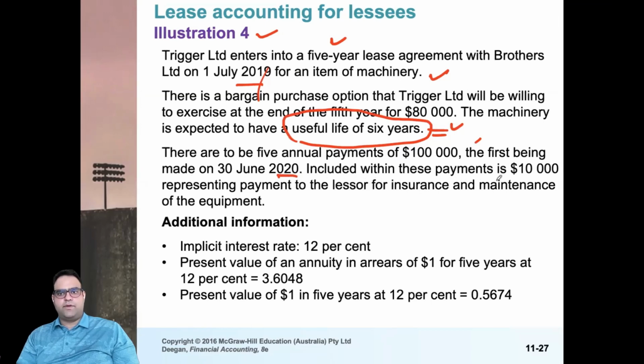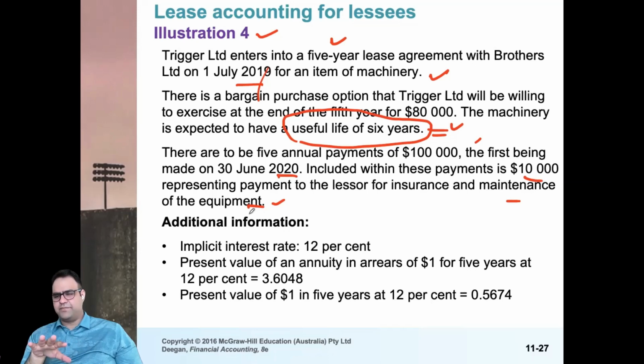Included within them, a payment of 10,000 represents a payment to the lessor for the insurance and the maintenance of the equipment. So what they have done in this question is add a cost, an indirect cost, for the insurance and the maintenance of the equipment. In the prior slides, I told you that any cost incurred by the lessee for the insurance or the maintenance of the equipment should not be part of the asset.